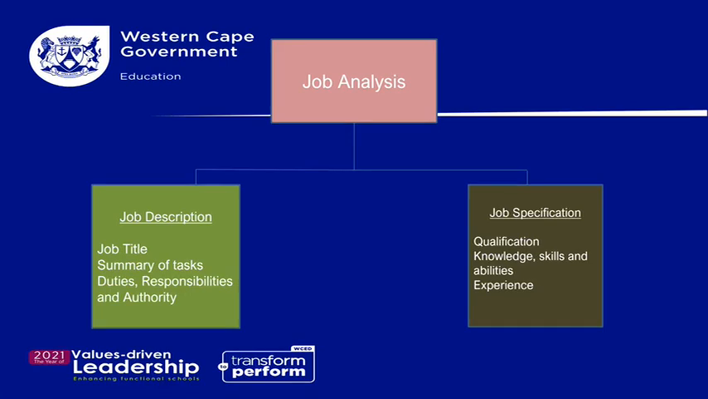The first one is the job description. This is what the job is about: your job title, your tasks and duties and all of those things that you would need to perform. That is the one section, what the job is about. The other section is called a job specification, and that refers to what the candidate must possess in order to do the job in the job description. That refers to things like your knowledge, skills, experience, and abilities, and all of those things that the candidate needs in order to do the job. Right, so that is a job analysis. It is a very important concept to understand.